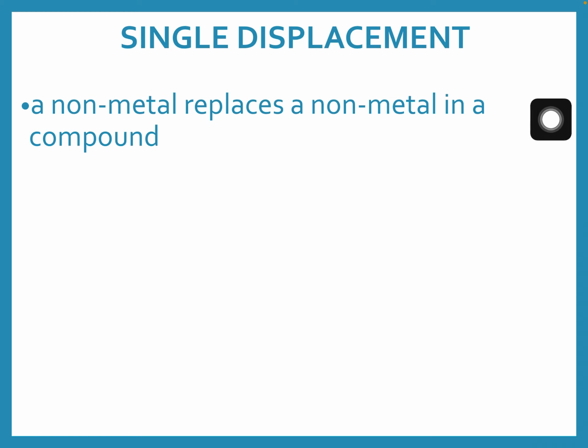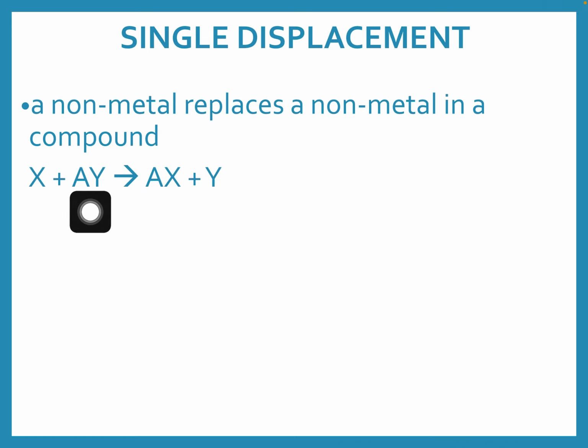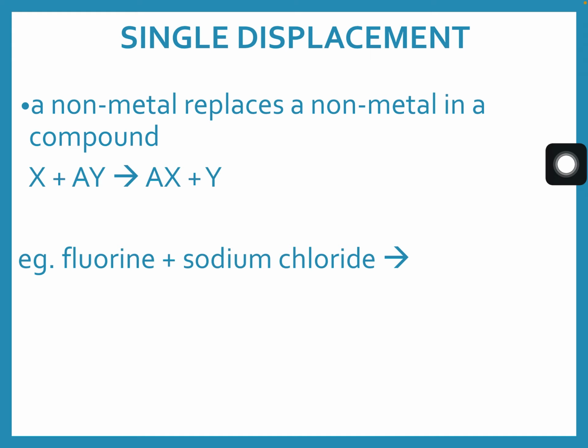And if we have a non-metal as our element, that is going to replace another non-metal. Non-metals are always written second in a compound if we have an ionic compound. So this non-metal, if it's more reactive than this non-metal, will kick that out and then is written second. The metal comes first. So for example, fluorine and sodium chloride. Fluorine is going to kick out the chloride, so chlorine is now going to be on its own. So I'm going to have sodium fluoride and chlorine.